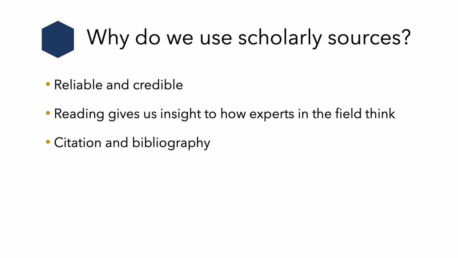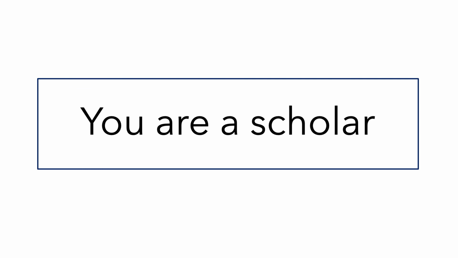We use scholarly sources because the peer review process ensures that the resources are reliable and credible. Essentially, they took the guesswork out of the equation. Using scholarly sources also gives us insight into how experts think. It allows us to join their conversation. Academic articles also include a rich bibliography, which can point you in the direction of other resources you can use. When you use scholarly sources, you are part of the scholarly conversation.